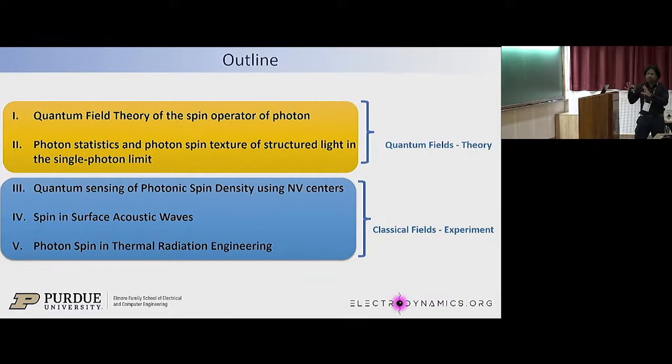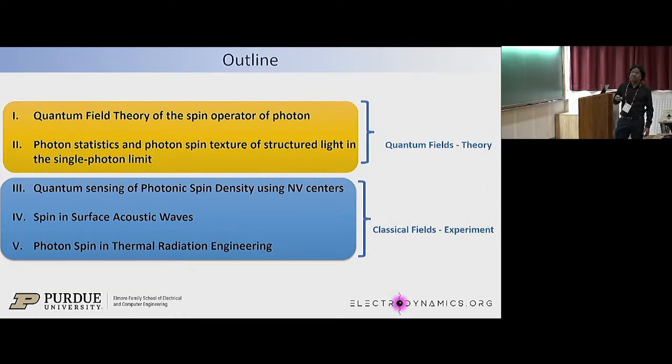The key difference is that I will be talking about quantum fields in my theoretical section, but the experiments that we are talking about, you should think of them in terms of classical fields. Say classical fields with large photon number, light coming from a laser, for example. That's the experiments that we have been looking at. But the theory itself applies both to the classical limit as well as the quantum limit. So that's one key distinction.